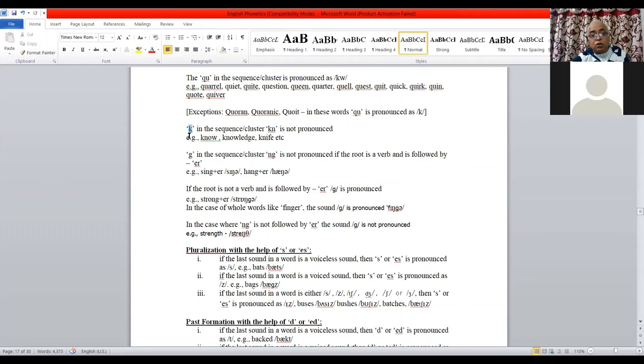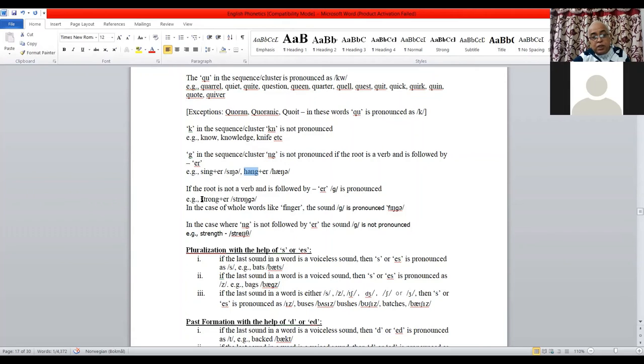This we always already know. K in the sequence KN, K is not pronounced. Knowledge, knife, etc. G in the word singer. If the root word is a verb, then G is not pronounced. It's pronounced as singer. Hang plus er, hanger. Because the root word is a verb.